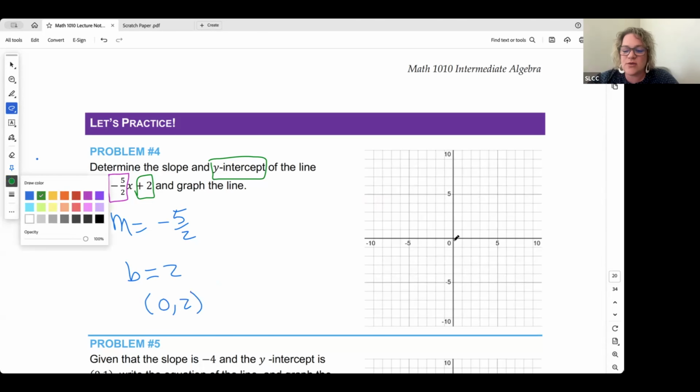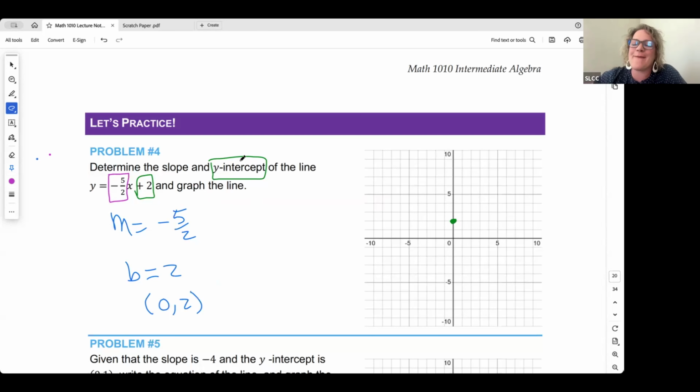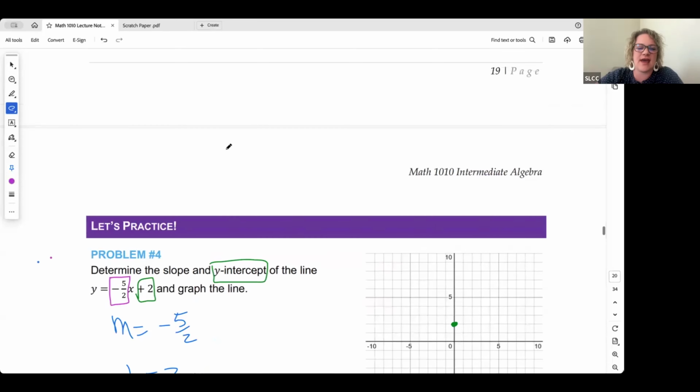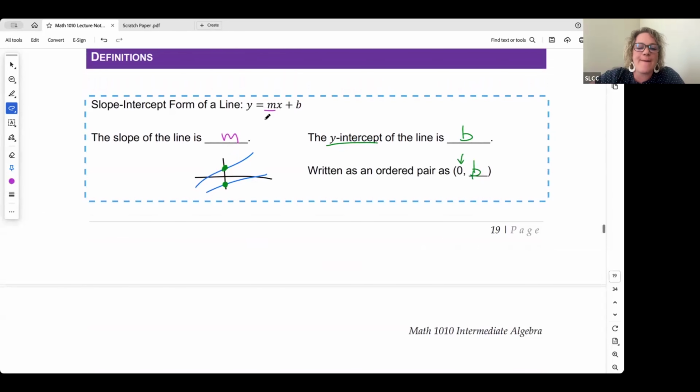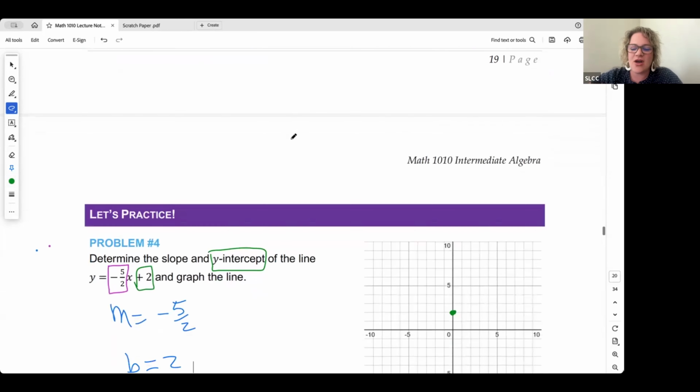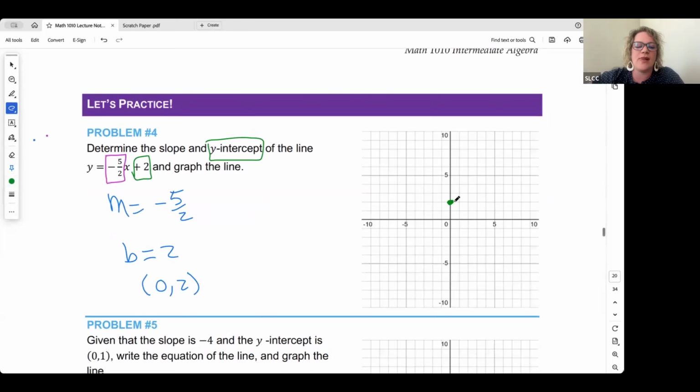So 0, 2, there's our y-intercept. And then how do I move from there? I begin. Y equals mx plus b. Let's look at that. So m is for how you move on the graph, and b is for where you begin. That might help you, the alliteration. All right, I begin at 2, and how do I move?